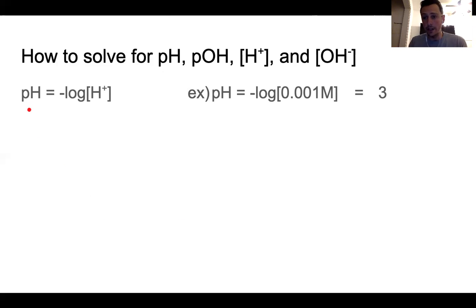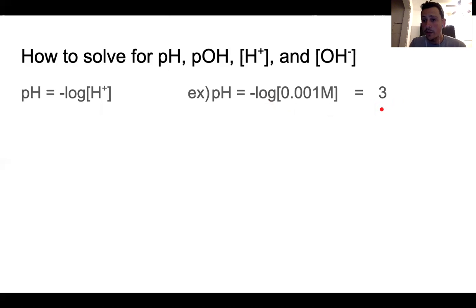To find pH, again, we're focused on the hydrogen ion concentration. This could also be hydronium, H3O+, either works. What you're going to do is take the negative, that's important, you can't forget that, the negative log of the hydrogen ion concentration. That will give you the pH of that solution. So, for example, if I have a 0.001 molar hydrogen ion concentrated solution, if I take the negative log of that concentration, I would get 3, meaning my pH of that solution would be 3.